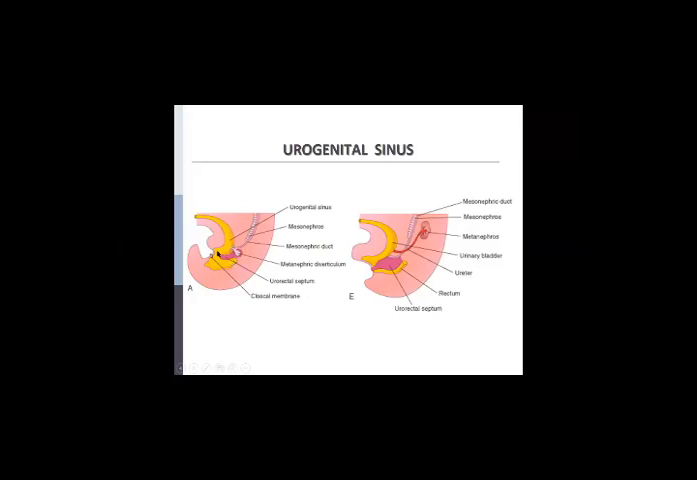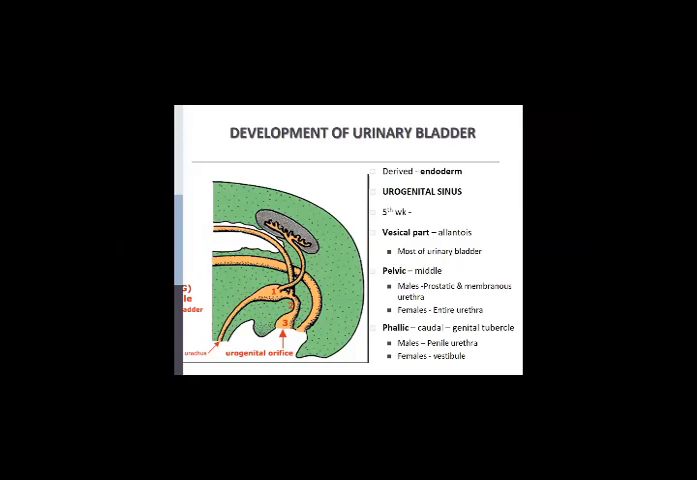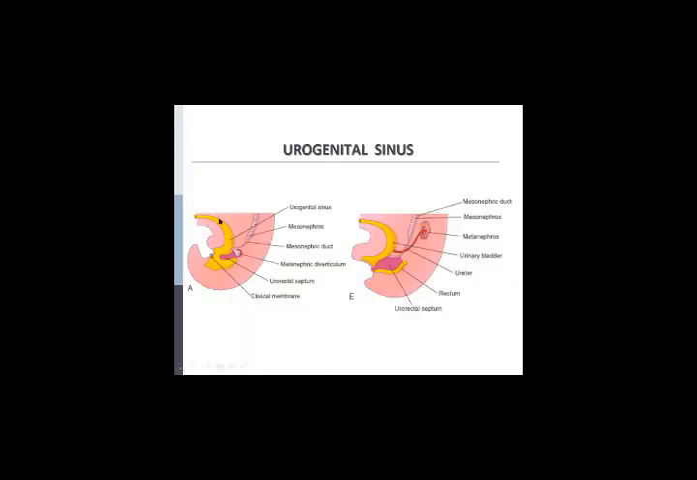This is the urogenital sinus. Please also note that into the ventral part of the urogenital sinus, we had the opening of the allantois. Okay?